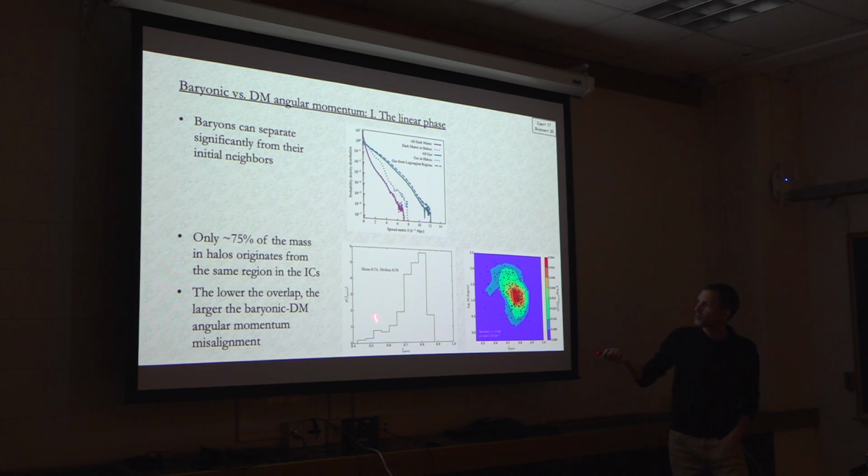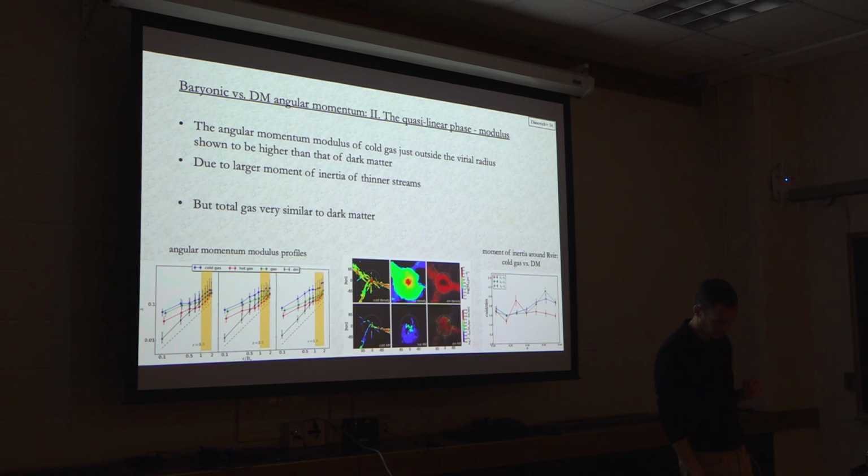And also another paper that showed that only 75% of the mass in the final halo comes from the overlap region in the initial conditions where both dark matter and baryons came from the same region. So 25% of the mass in the halo came from a region where only baryons or only dark matter ended up in the final halo. And there is a relation between this overlap fraction and the final alignment between the two components.